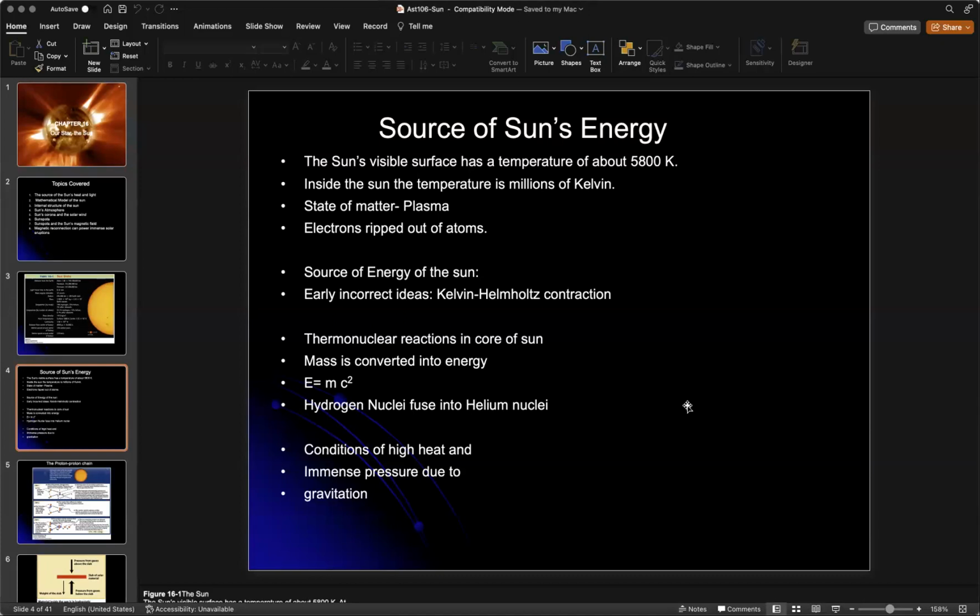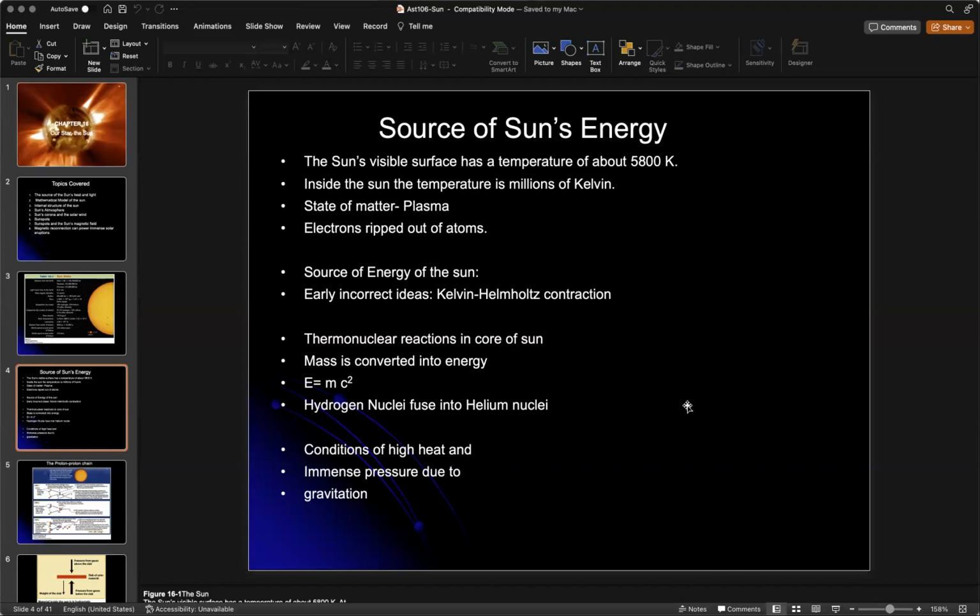Early incorrect ideas. First, it was thought that the gravitation of the sun compresses the gas, and that compression causes heating by the Kelvin-Helmholtz contraction process. But later on, calculations suggested that this could not power the sun for as long as it has existed.